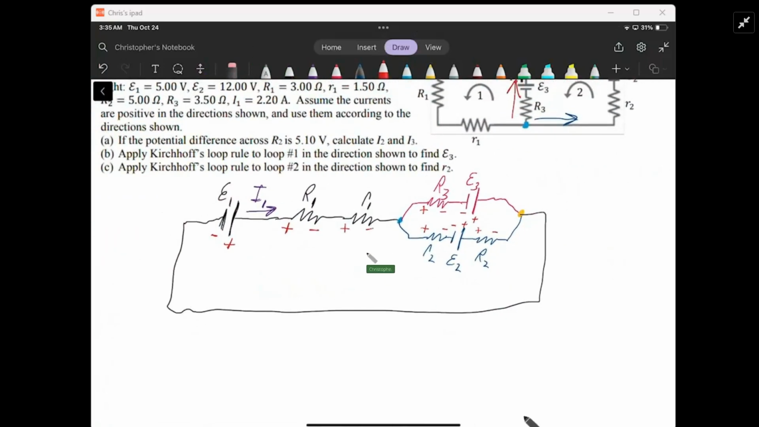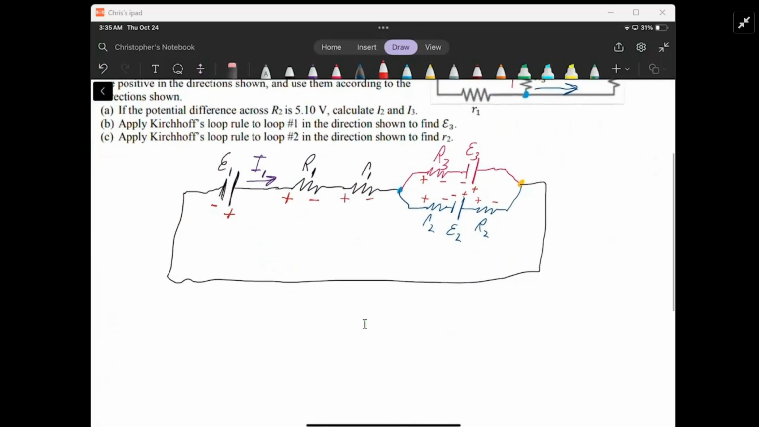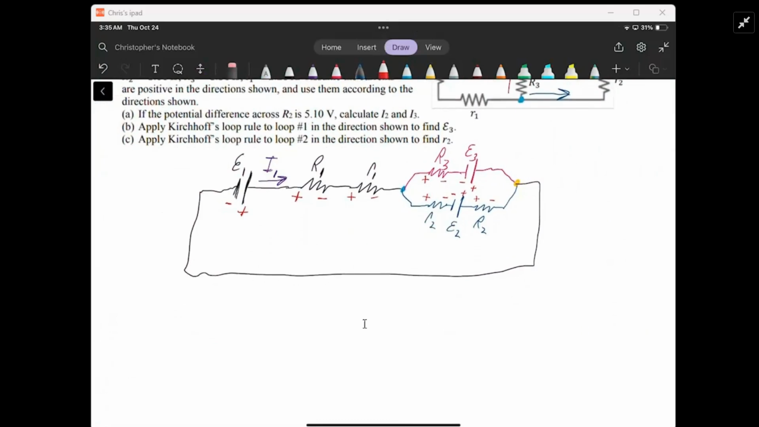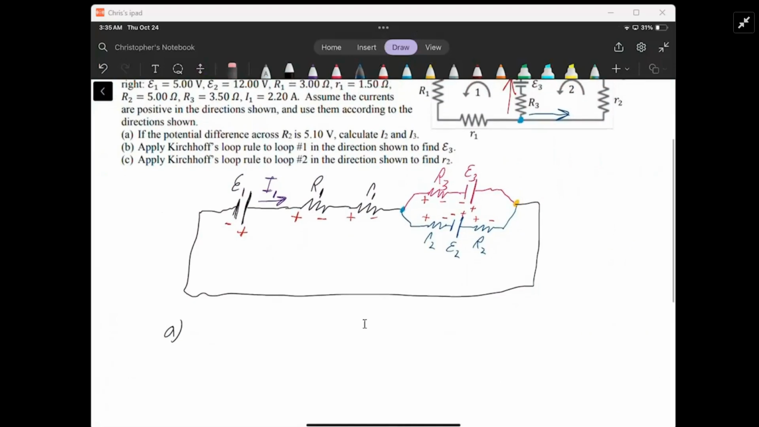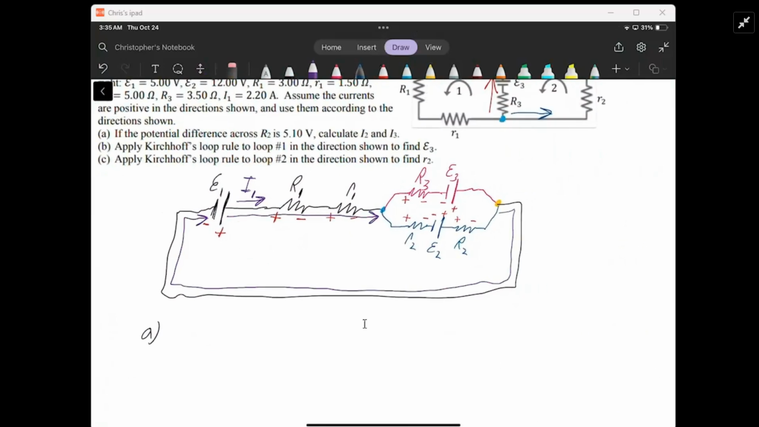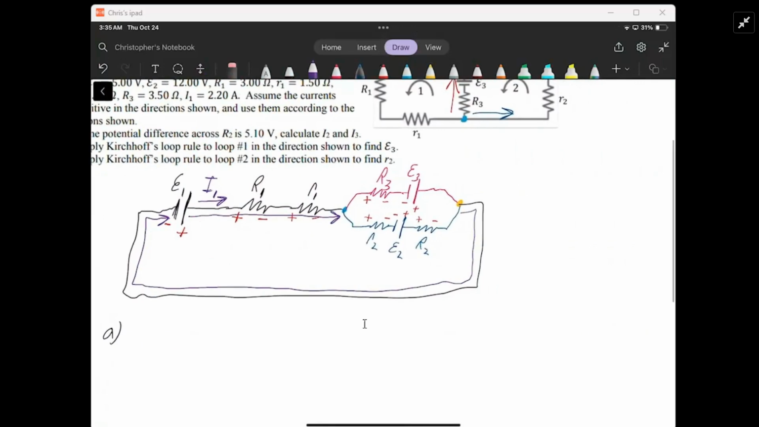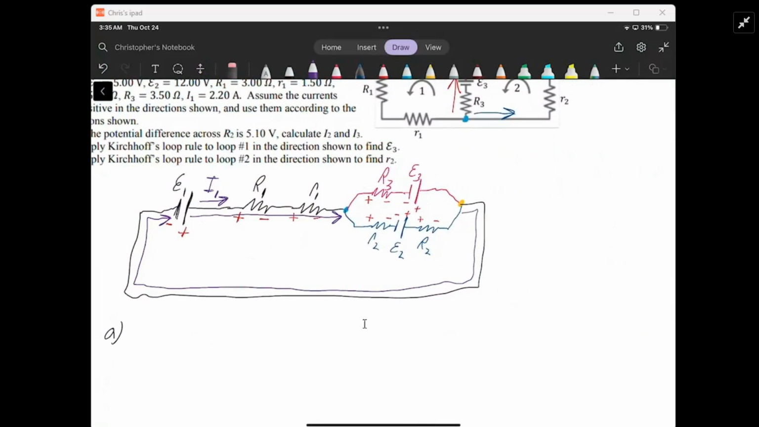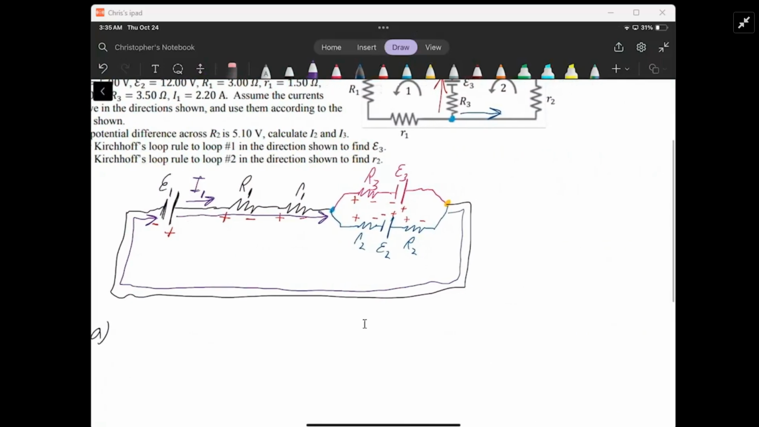So next, now that we've labeled our circuit and drew everything out, let's try answering part A. So part A is saying to calculate I2 and I3. Well, if we know that all of this is I1 and all of this is also I1, and the reason why it's all I1 is because the current is constant throughout the circuit. It's not being reduced. The only time the current is changing is when it splits into the parallel part of the circuit, okay?